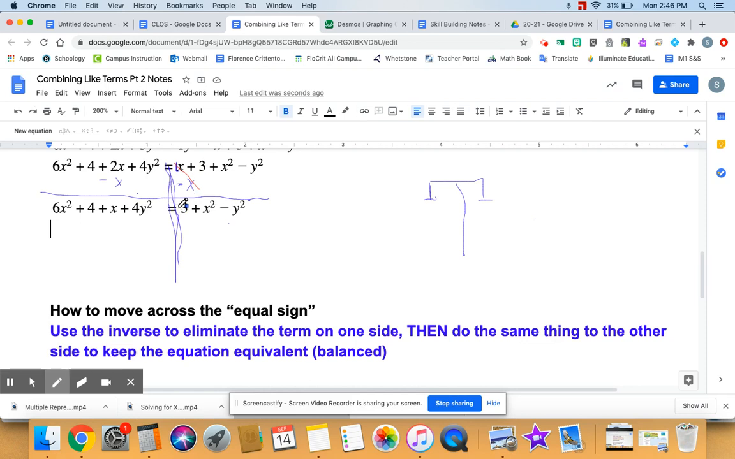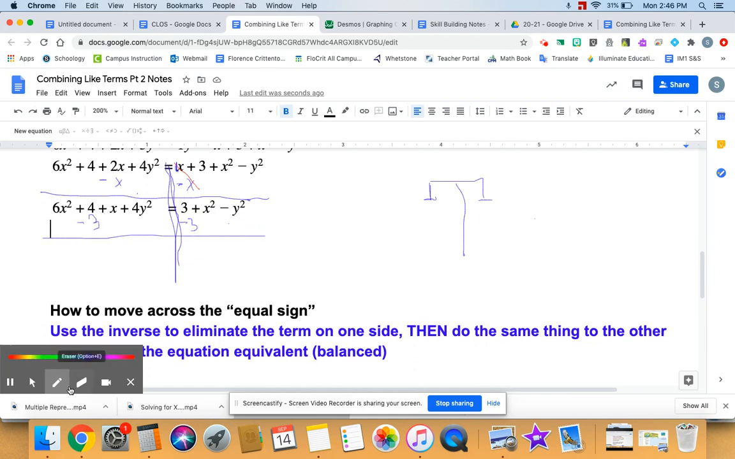Next, to get rid of this 3, remember it's a positive 3. I had a plus, and the inverse of adding is subtracting. So I need to minus those 3 away. Which one over here am I going to minus 3 from? I'm going to minus it from the 4 because it's the just number term.